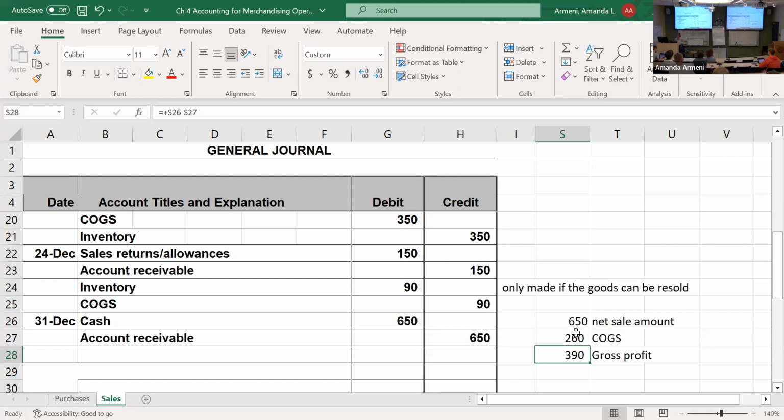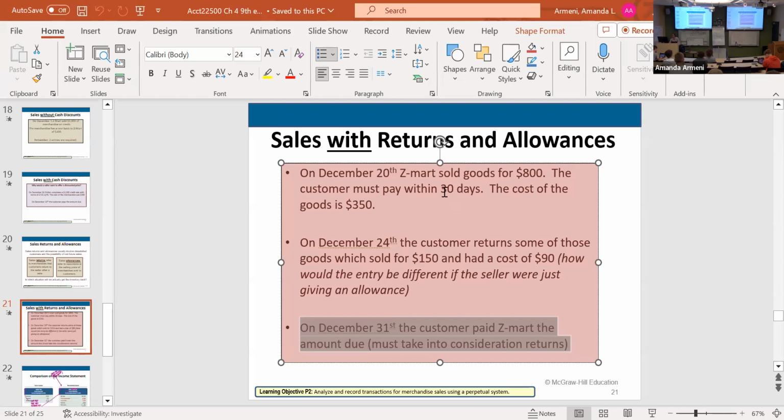Yeah, Cooper. We're done because there was no discount, right? If we look back at the problem, all we said was pay within 30 days. We weren't offering them a discount. So we didn't have to worry about that for this particular problem, okay?